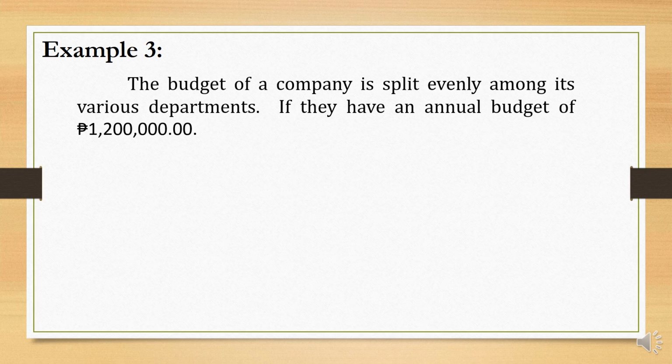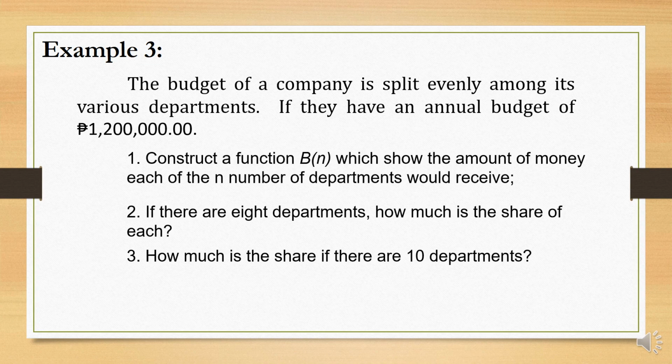Example number 3. The budget of a company is split evenly among its various departments. If they have an annual budget of 1,200,000 pesos, first, construct a function b of n which shows the amount of money each of the n number of departments would receive. Second, if there are 8 departments, how much is the share of each? Third, how much is the share if there are 10 departments?